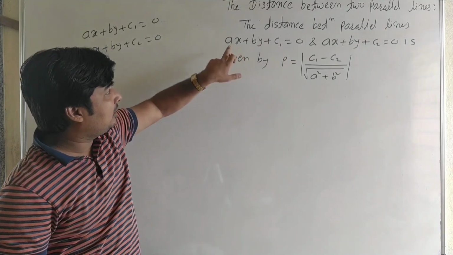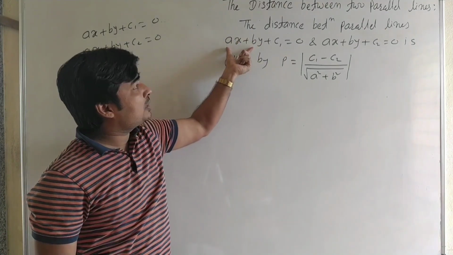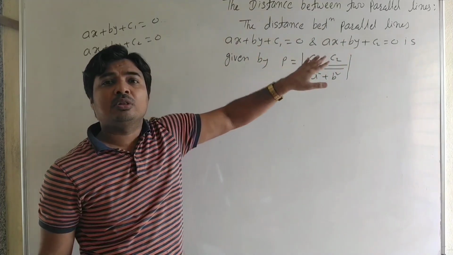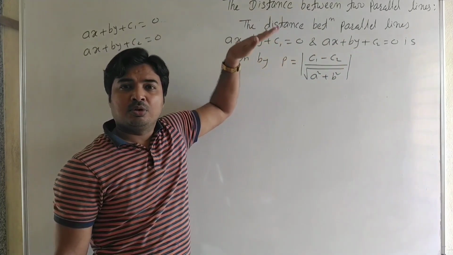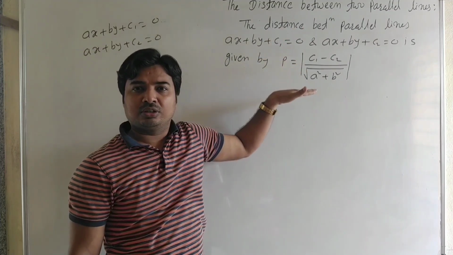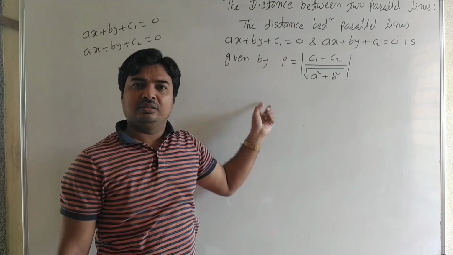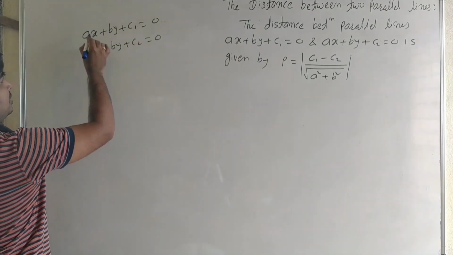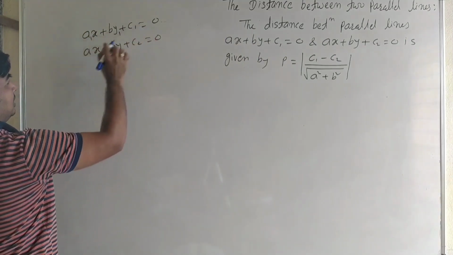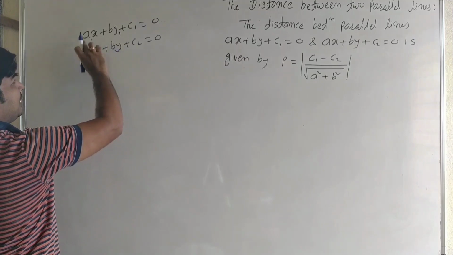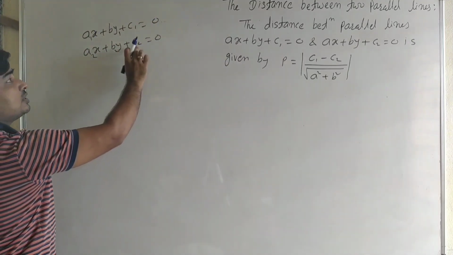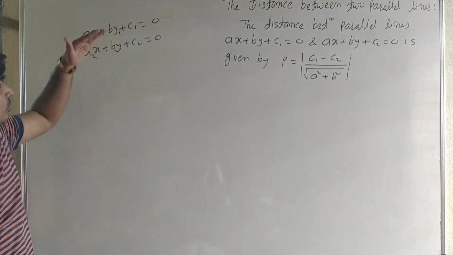When we consider two lines, we take a1x plus b1y plus c1 equal to 0 and a2x plus b2y plus c2 equal to 0. But here we can take ax plus by, the values of a and b are the same in both lines. Why? Because the lines are parallel to each other, and if lines are parallel, they have the same slope.